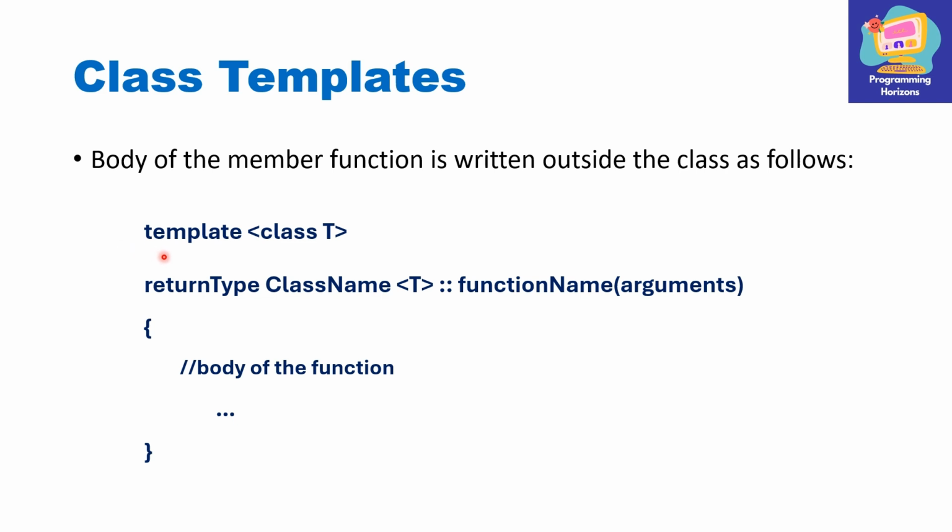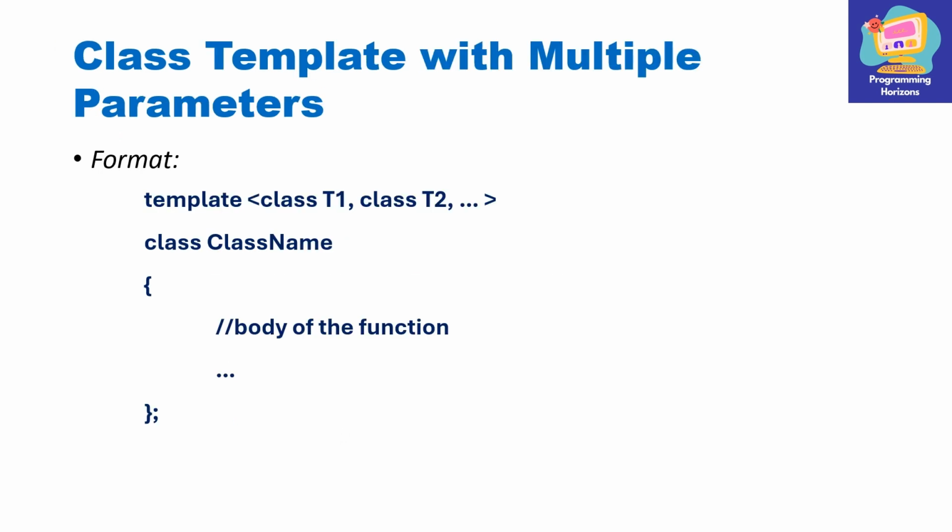First we mention keyword template, then inside the bracket keyword class followed by generic data type T. Then to define the body of the member function, we write return type, class name, generic data type T inside bracket, scope resolution operator, name of the function, and we pass any arguments if required, and then we write the body of the function inside the curly braces. If your class template has multiple parameters, then mention those inside the bracket separated by comma as shown over here.